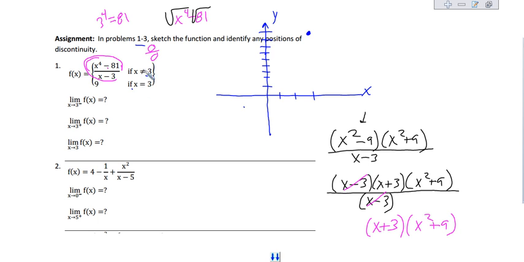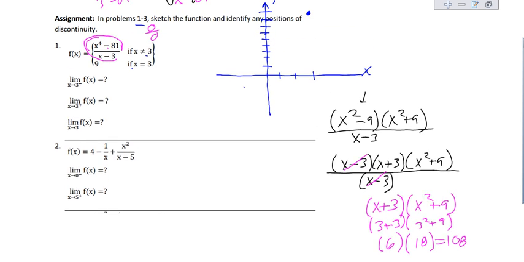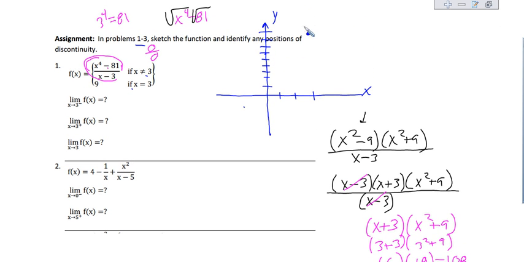So how about we check out what happens at 3? If I plug in a 3 directly, I get 3 plus 3, and we have 3 squared plus 9, so we have 6 times 18, which equals 108, I believe. And at that value, you can clearly see from our graph that it's going to be way up here at the top somewhere, right? Even though it's not defined at that spot, that's sort of what it's going to go through.